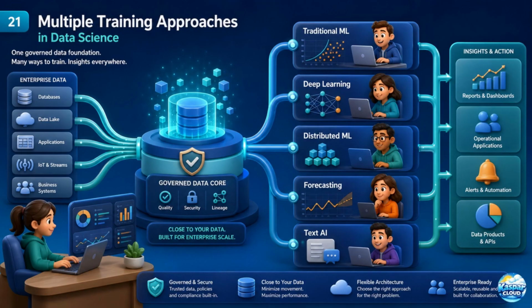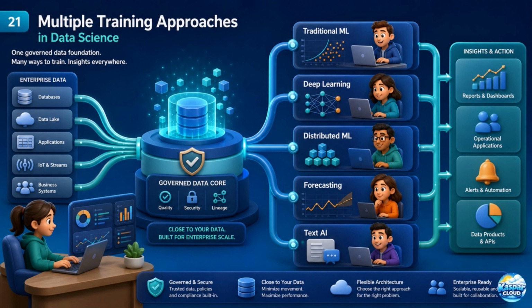Fabric supports multiple training approaches depending on the workload. Traditional machine learning can be implemented with scikit-learn or Spark ML. Deep learning workloads can use frameworks such as PyTorch or TensorFlow. Distributed machine learning and AI workflows can leverage SynapseML. Forecasting workloads can use time series libraries together with model tracking capabilities. Text and document workflows can use AI functions or large language model-powered pipelines.